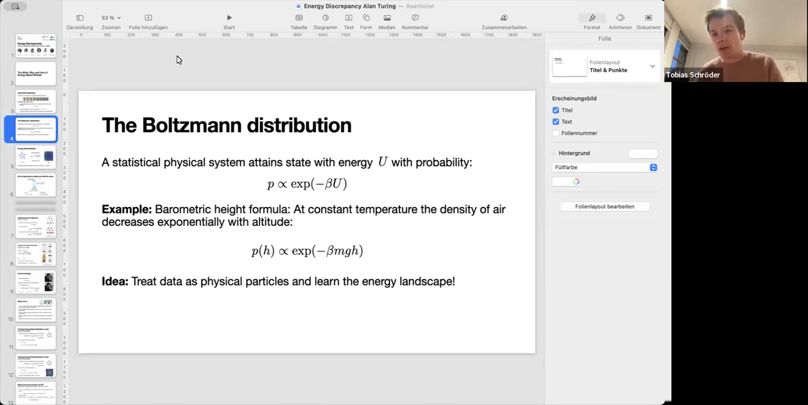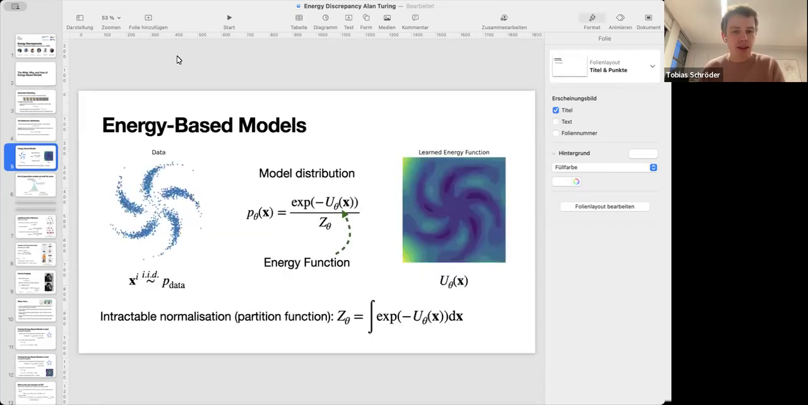So the idea of energy-based models is that we treat data like these physical particles, and we try to learn the energy landscapes such that our data density is described by that Boltzmann distribution. So how does this look like? We take our data, which is just given as some points in usually a Euclidean space. And then we try to fit the probability density p theta, which is given as the exponential of a so-called energy function. And that energy function is modeled using a neural network.